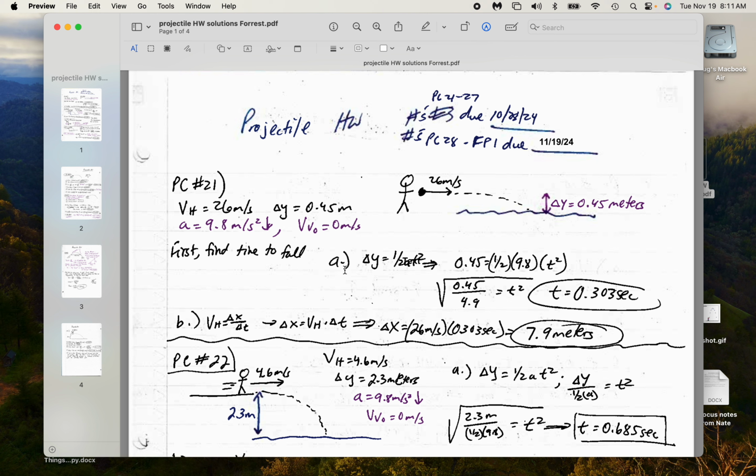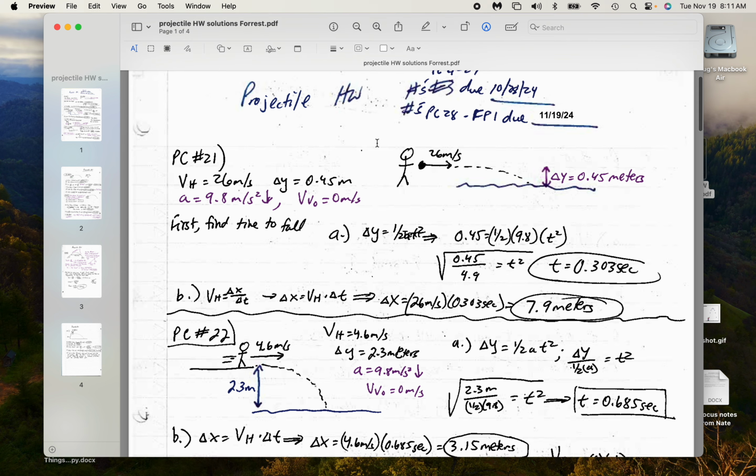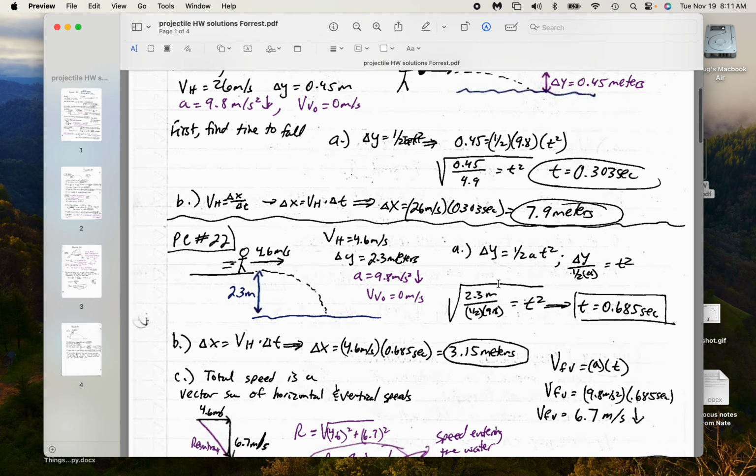So to find the time to fall, you've got to think vertically, and we use a version of delta x or delta y, so change in displacement is 1/2 at squared, and we can use that simplified version because there's no vertical velocity initially. So vertical and horizontal are independent. So we get 0.303 seconds to fall. We rearrange the only equation we have for linear motion that doesn't have acceleration in it, and we can figure out the horizontal velocity times time is equal to the distance it travels horizontally. So it's about 7.9 meters.